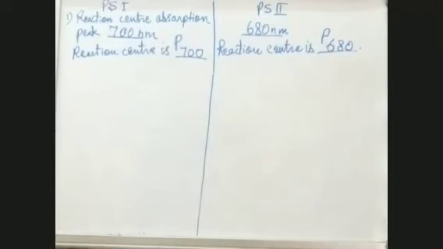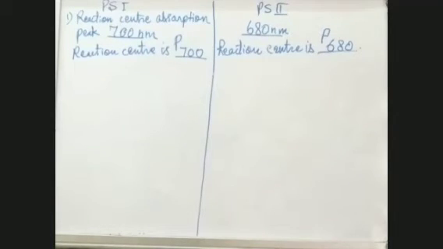Is it clear, beta? This reaction center point is clear to all of you? Reaction center absorption peak in PS1, okay beta, I have got the answer, is 700 nm in PS1 and 680 in PS2. We can also write it another way, that reaction center is P700 in case of PS1, reaction center is P680 in case of PS2.